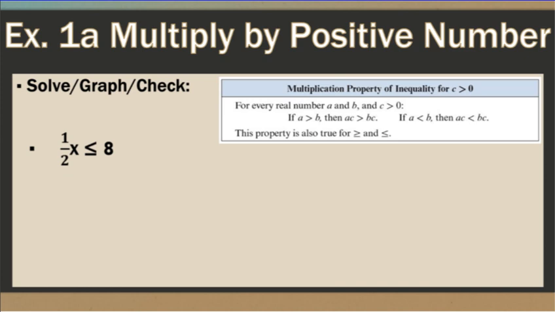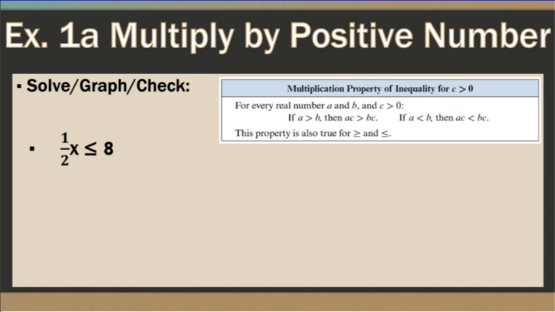Let's take a look at multiplying by a positive number. The multiplication property of inequality says that if A is greater than B, then I can multiply C on both sides, and AC will still be greater than BC.